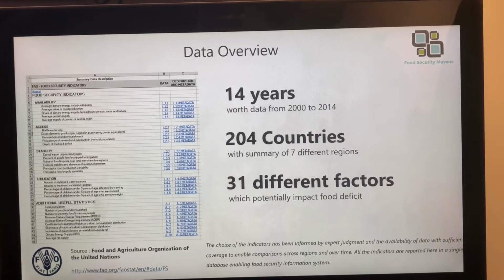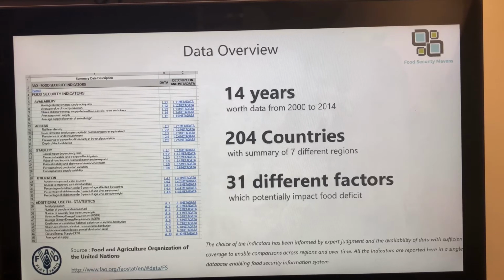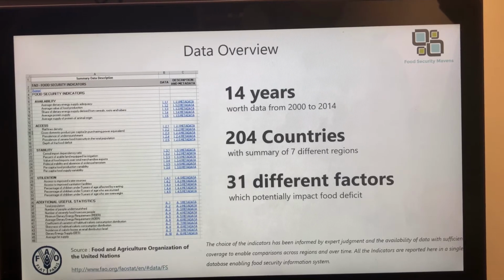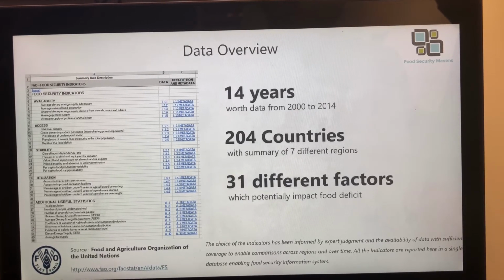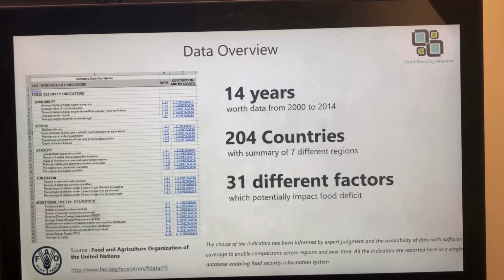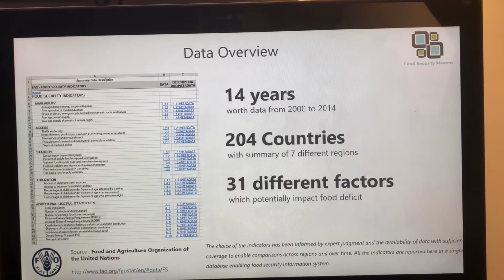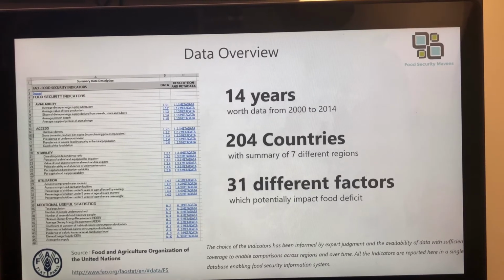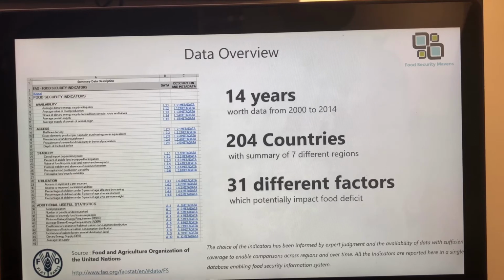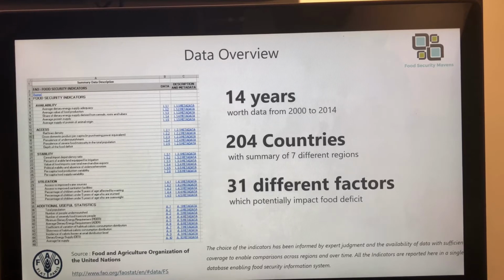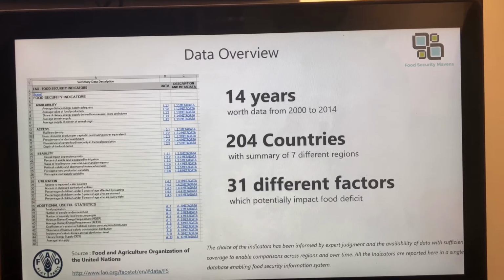Let's look into the data overview. After some rigorous search, we found a data set which captured the variables we wanted to explore. There was a significant amount of time spent on cleaning and transforming these variables. Sophisticated tools such as Alteryx and R were used to combine, melt, and mutate the data. What you see here is 14 years worth of data from 2000 to 2014, 214 countries, and 31 different factors. This data has been taken from the Food and Agriculture Organization of the United Nations.